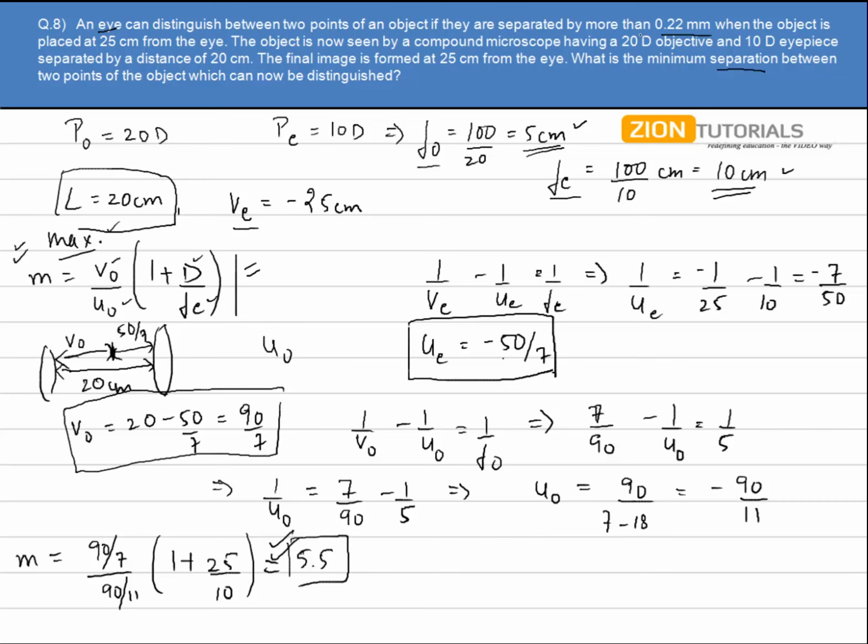And I have this, which was the initial value: when it was seen directly by the eye, if the distance between the points was 0.22 millimeter, they were being distinguished. So now what will be the minimum separation? The separation that would be required with a microscope will now become 0.22 divided by the magnification 5.5, which will give me a value of 0.04 mm. So this is the answer. The initial separation divided by the magnification gives you the final separation for which 2 points on an object can be easily distinguished. So this is the answer.